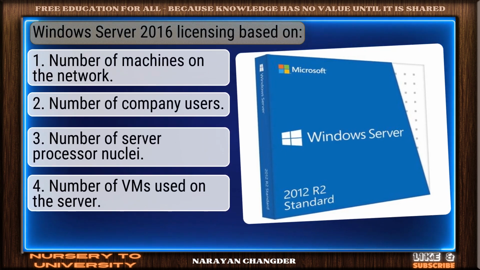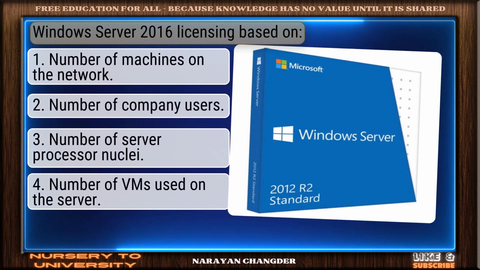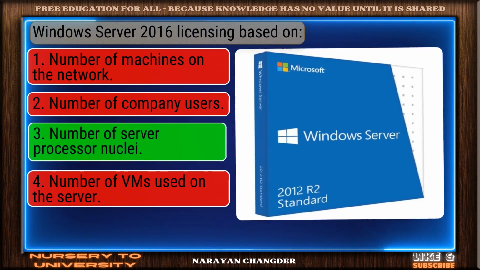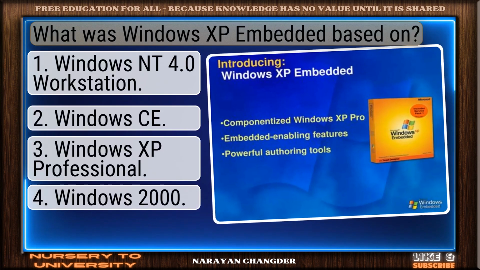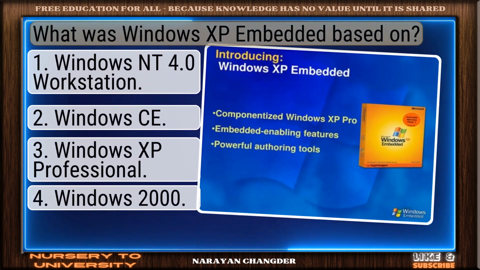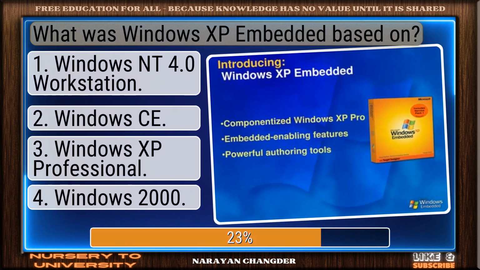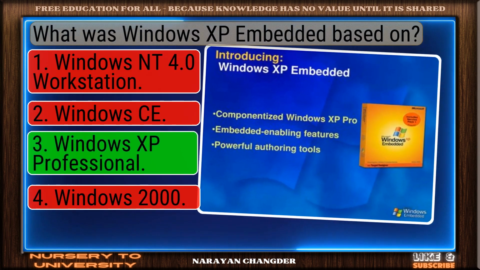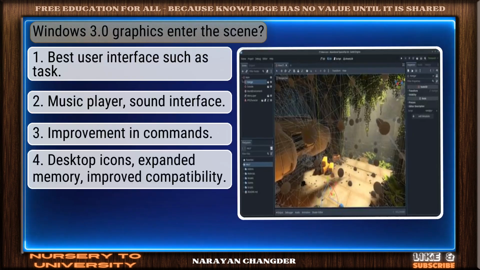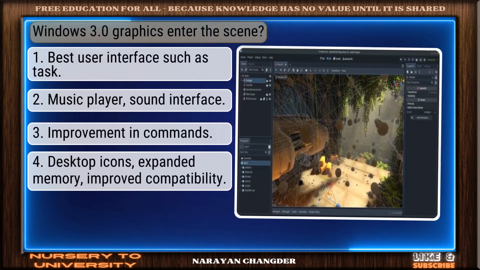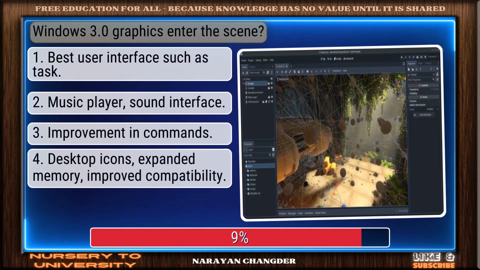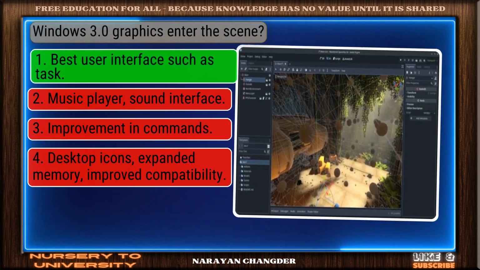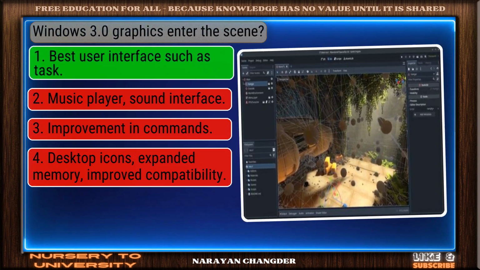Question number 52. Windows Server 2016 licensing based on. Bravo. Number of server processor cores is the answer. Question number 53. What was Windows XP Embedded based on? Perfect. Windows XP Professional is the correct choice. Question number 54. Windows 3.0 graphics enter the scene. Exactly. Best user interface such as task makes sense and it is the right choice.